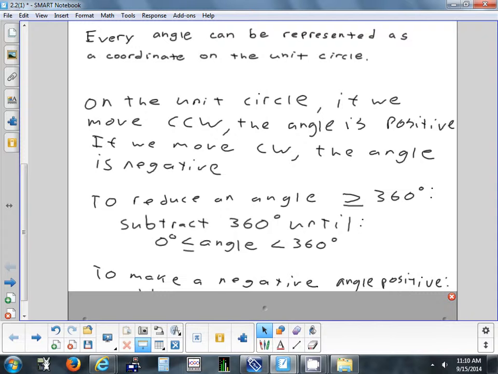Now this is kind of the opposite problem. Let's say we had an angle that was negative. Anybody else have a thought what we could add to a negative angle to make it positive? Oh, Ethan? 360. Yeah, it's the same thing. You're going to add 360 the other way.